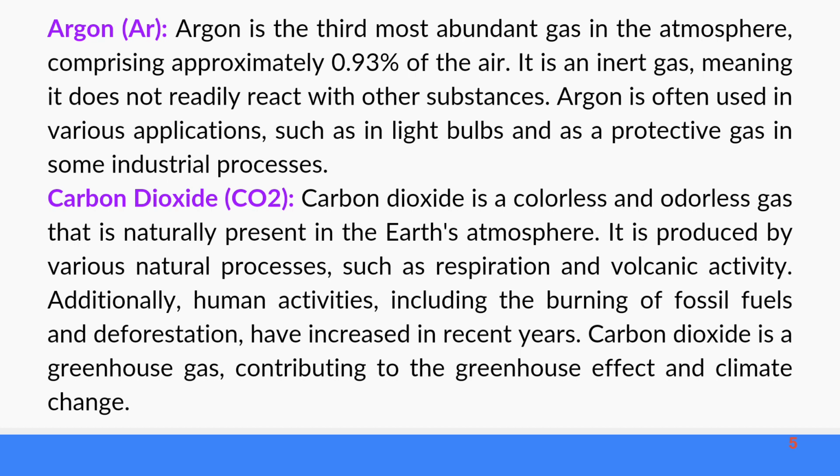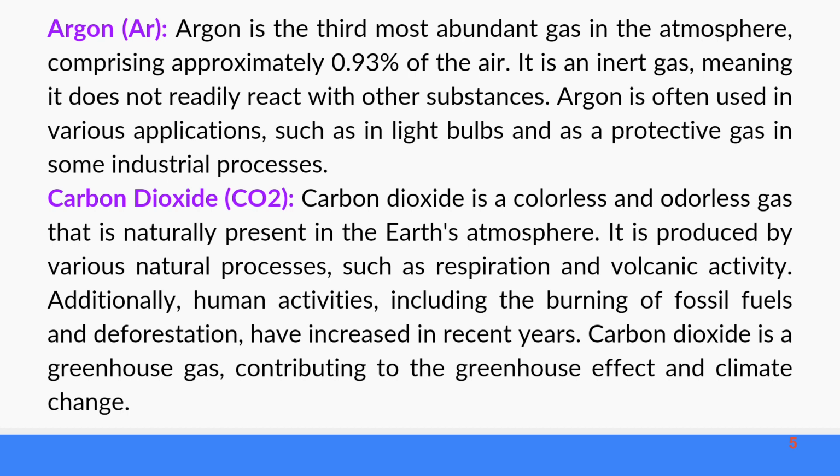Argon. Argon is the third most abundant gas in the atmosphere, comprising approximately 0.93% of the air. It is an inert gas, meaning it does not readily react with other substances. Argon is often used in various applications, such as in light bulbs and as a protective gas in some industrial processes.